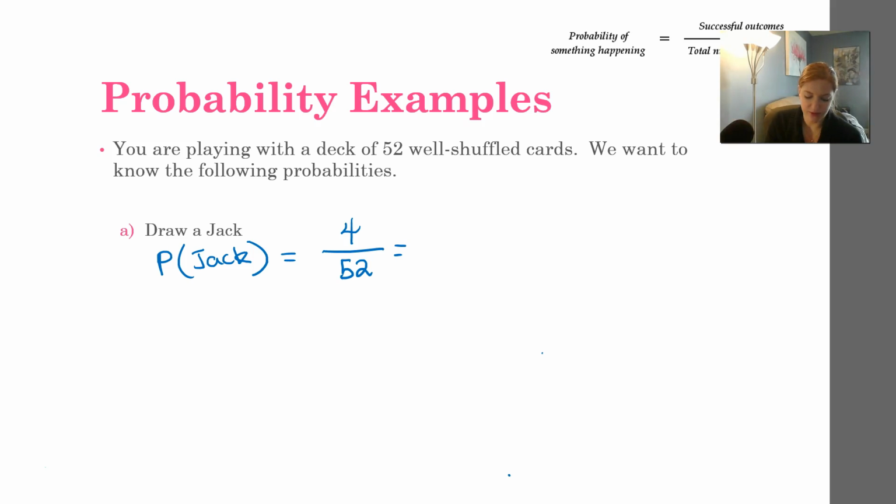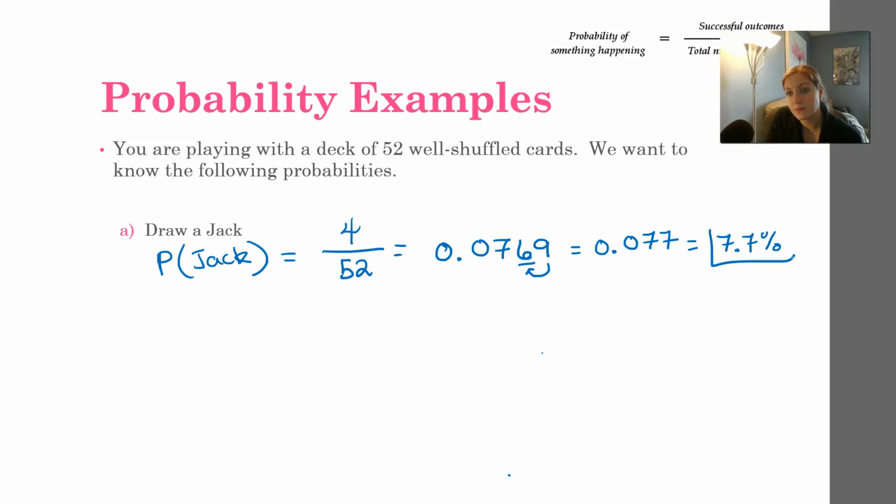So 4 divided by 52 is going to be 0.0769. Since I want to round it to 3 spots, I need to round up since that's a number larger. So this would be 0.077, which gives me 7.7%. So not a high probability of just pulling a card and it being a jack, right? Not very high probability.